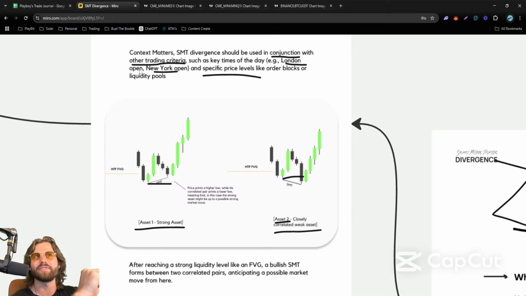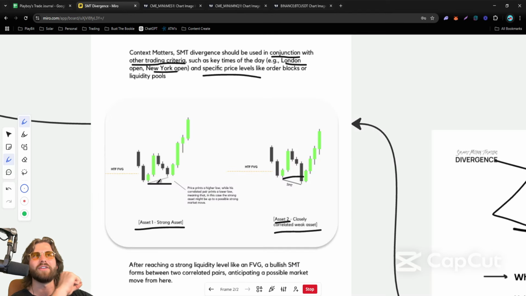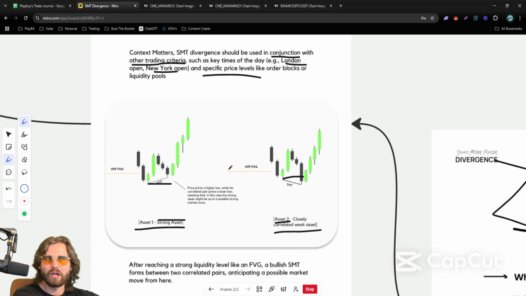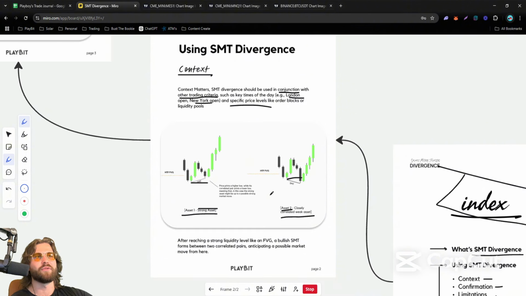As soon as they don't, there's an opportunity. If you have a strong asset, which is, by the way, defined by it not breaking its low, of course, it's strong. It's printing a higher low, which by definition is a stronger asset than one that is printing a lower low. This is where you'd find the reversal opportunity.